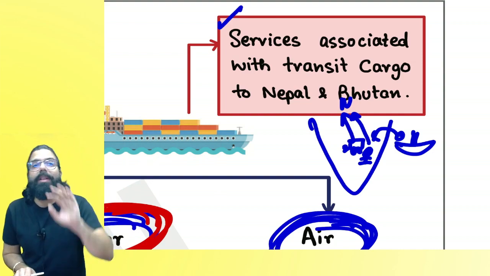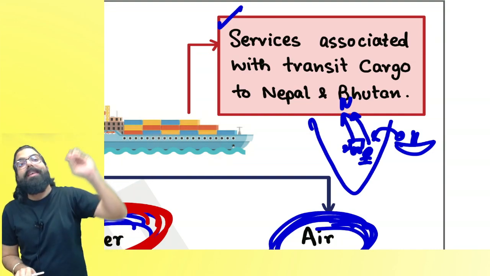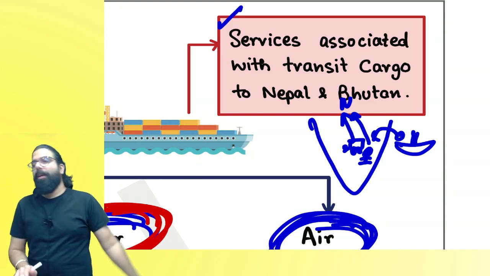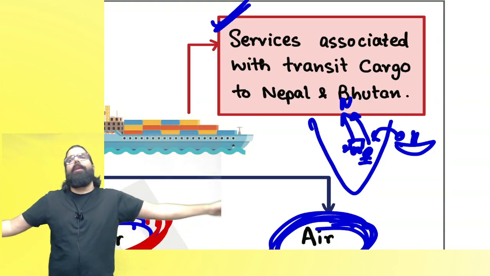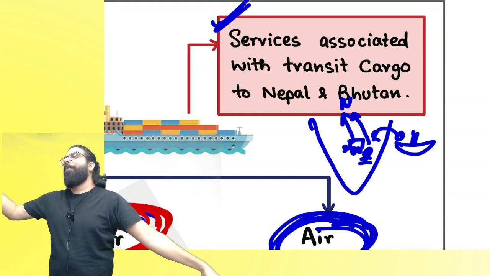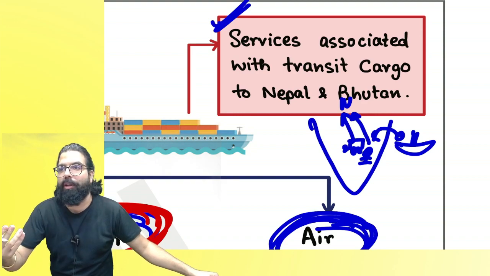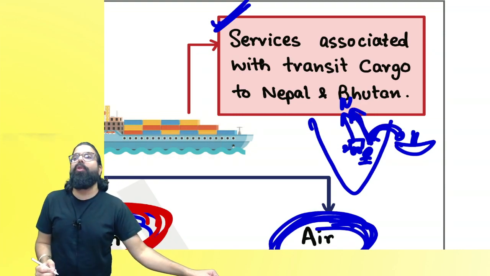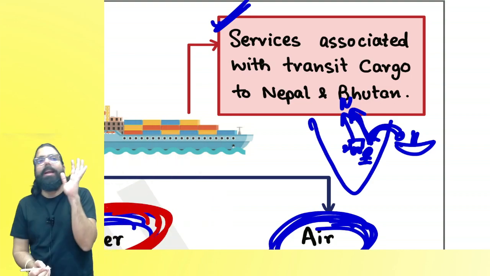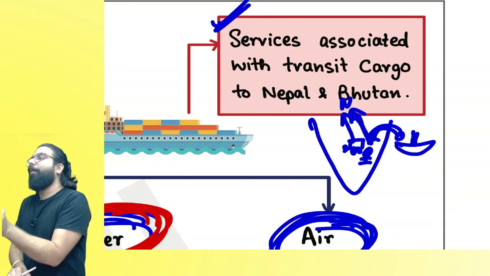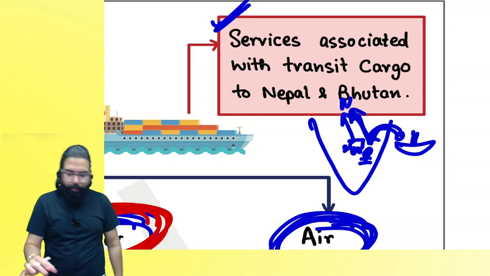All this transit cargo, when going from India to Nepal and Bhutan, any service related to this transit cargo given, there will be no GST. Are we clear, everyone? Services associated with transit cargo, any services given. Nepal and Bhutan do not have a sea route, so India's sea route is used. Goods will be unloaded and then transited to Nepal and Bhutan. During this transit, do you think they will fly automatically? Someone has to do it, right? So on transit cargo related services, GST will not come.